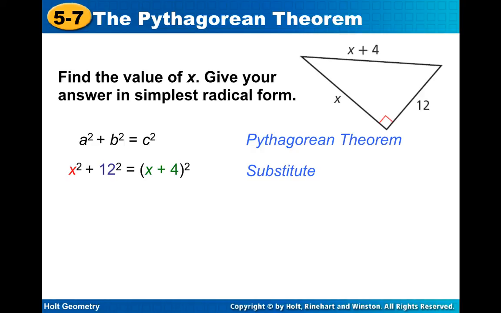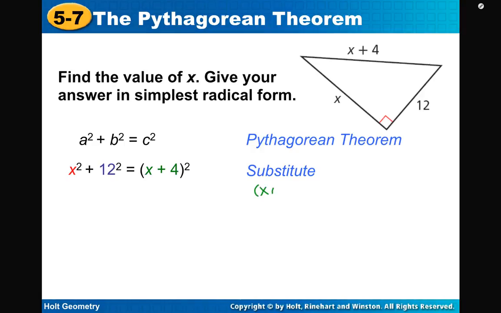Do that as we did on the bell ringer. I'll do it off to the side. X plus 4 times another x plus 4. X squared plus 4x plus another 4x plus 16. And these will combine. So when I show it, it's going to be x squared plus 8x plus 16.